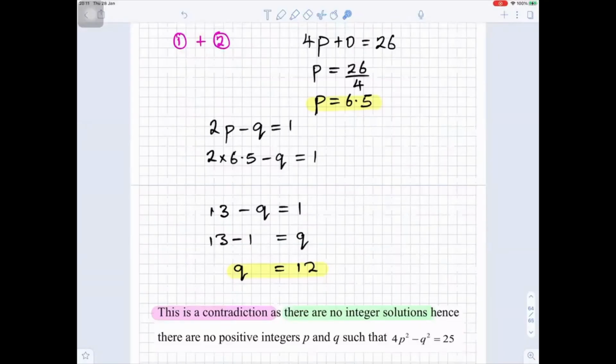So we can have 2p minus q is equal to 1. So 2 times 6.5, because p is 6.5. So 2 times 6.5 minus q is equal to 1. 2 times 6.5 is 13. 13 minus q equals 1. So you take 1 to the left, 13 minus 1. Take minus q to the right, it becomes plus q. 13 minus 1 is q, so q is 12. So this is a contradiction, as there are no integer solutions. Hence, there are no positive integers p and q such that 4p squared minus q squared equals 25.